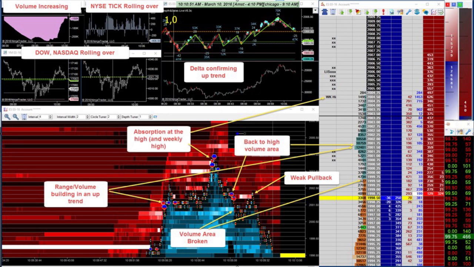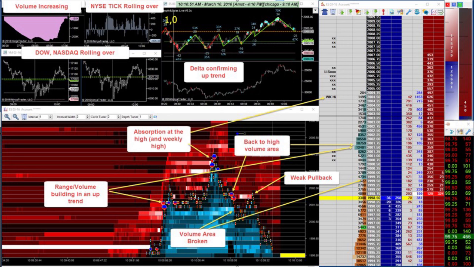And we break down through the area of high volume, and we can see the Dow and the Nasdaq here moving off their highs. And also, we've got the NYSE starting to show signs of a sell-off as well. And then finally, we have a weak pullback back to this area where we traded the most recent high volume. And that's giving you the last selling opportunity on the chart. And that's your weak pullback, which actually, in my opinion, is easier to trade. And obviously, there will be more pullbacks as we go, as the market marches down later.